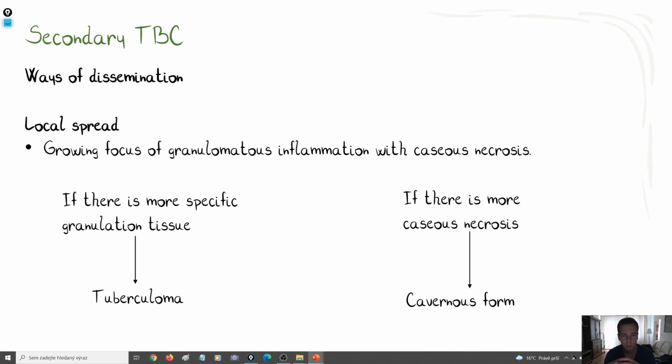So the focus of granulomatous inflammation with the caseous necrosis continues to grow. If there is more specific granulation tissue, so there is a lot of granulation tissue and a small amount of necrosis, we call it tuberculoma, because it forms one big node or one big focus that is yellowish, firm, and it may look like a tumor. That's why we call it tuberculoma. If there is more caseous necrosis, it's called cavernous form, and we will describe it in a minute.